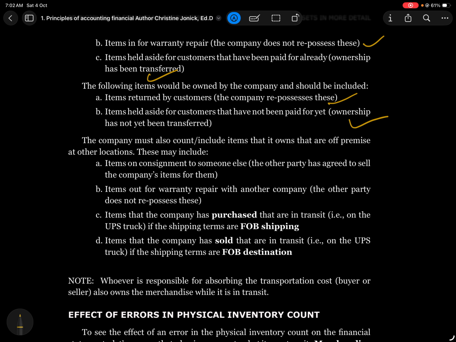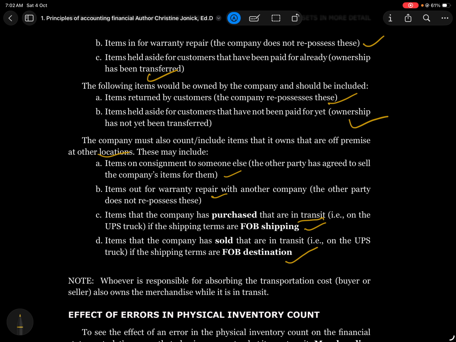Okay, next thing that we also need to count is, of course, all the locations should be counted. Whatever other parties have agreed to sell to the company. Out of warranty repair, items the company has purchased but are in transit, as I mentioned before.